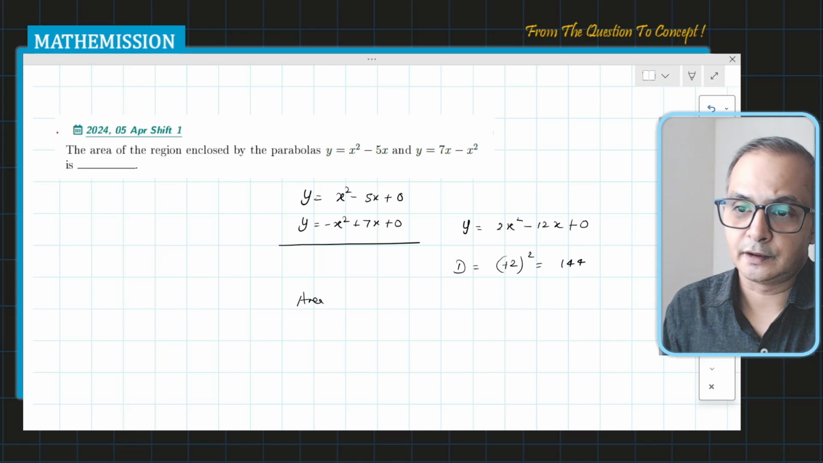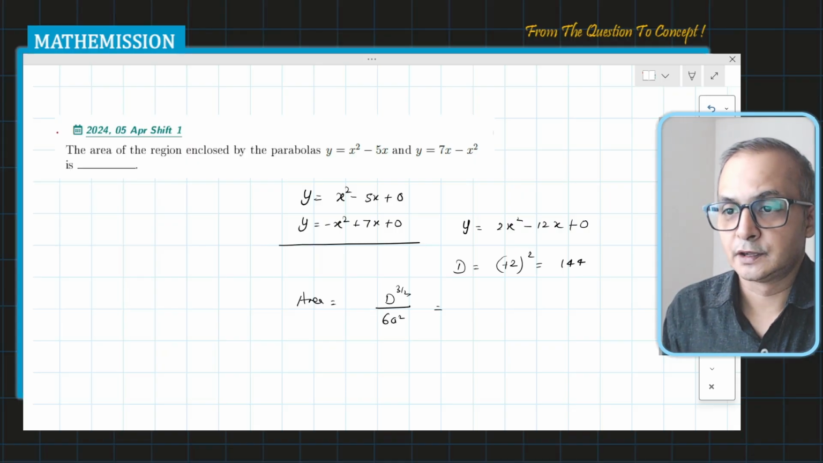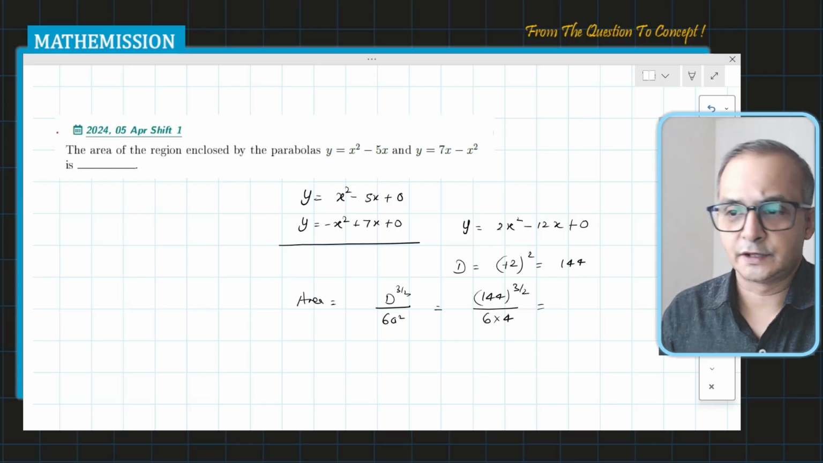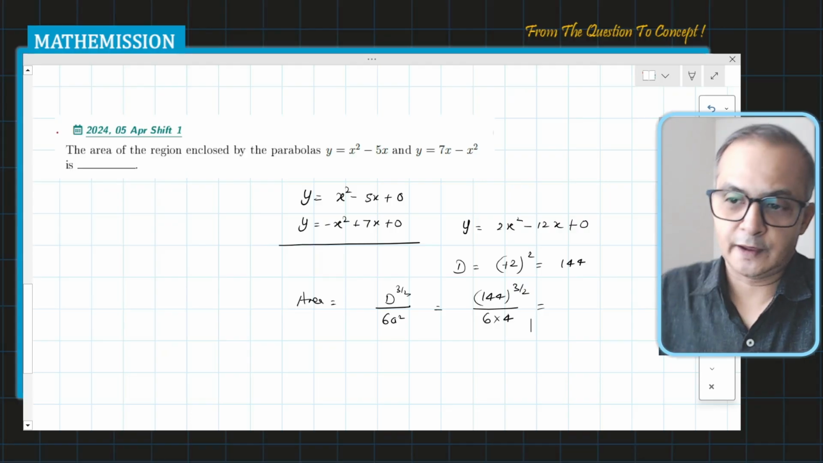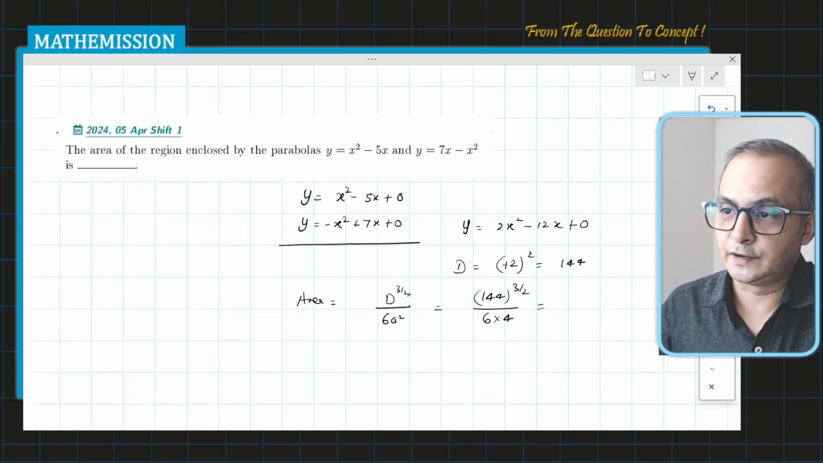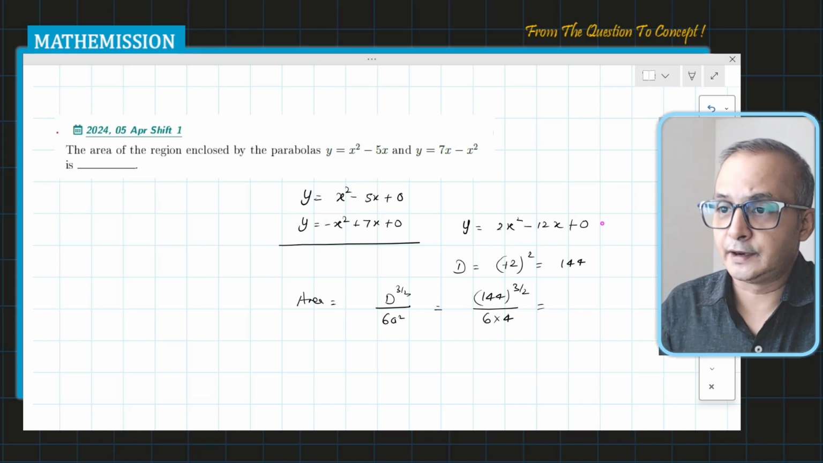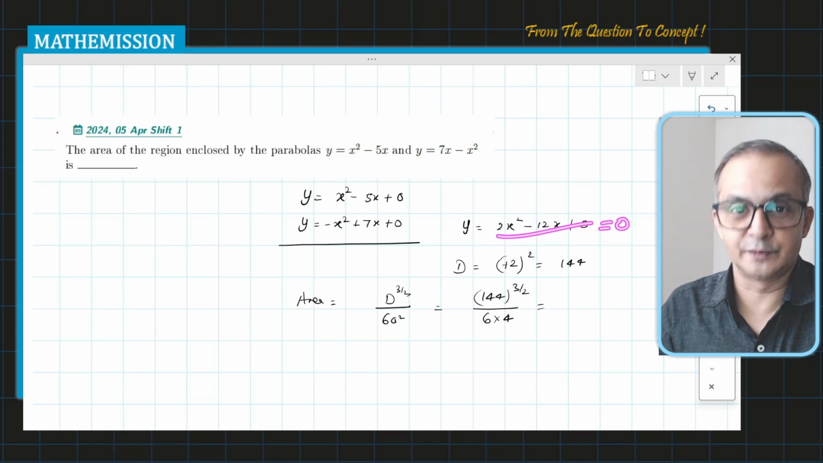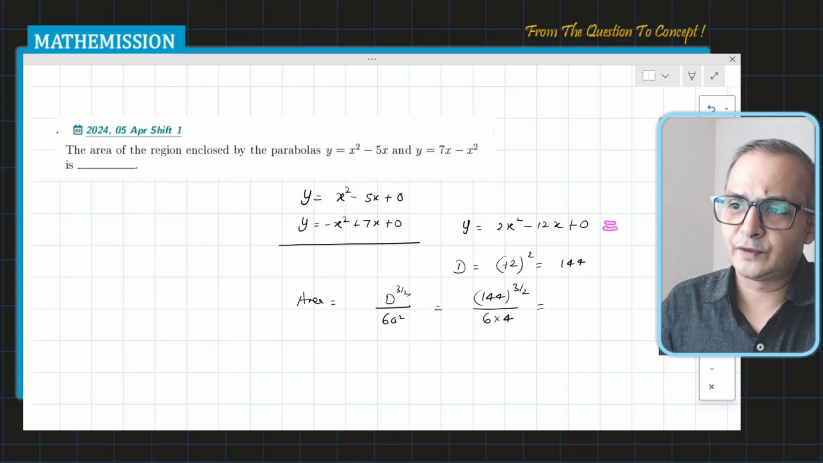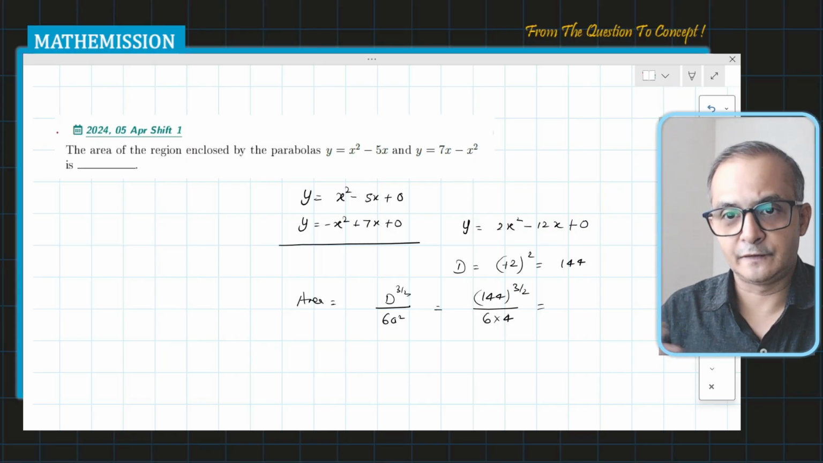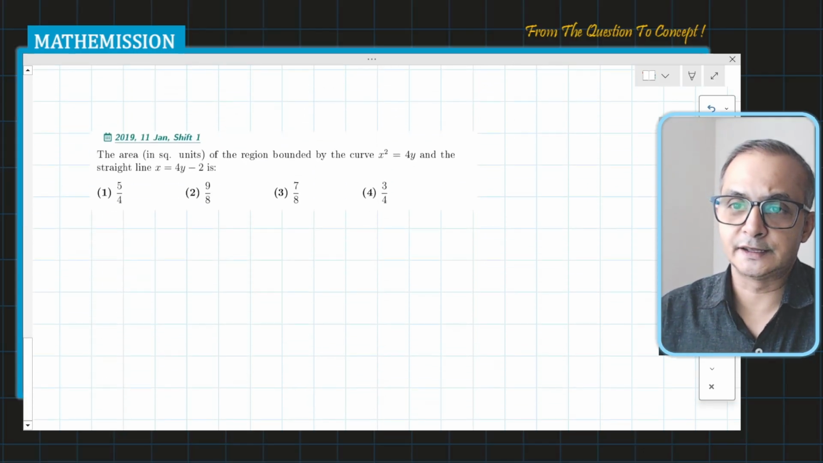So the area what we are looking for is going to be d to the power 3 by 2 divided by 6a squared. A value is 2 for the new one, so that is going to be 144 to the power 3 by 2 and 6 into 4, and after that the calculation is easy. One caution we have to keep in mind that whenever I'm finding the difference of these two, you may think that okay, let's divide by 2 and make a simple quadratic. No, the difference, because we are not equating with 0 to do anything, so of course we should not cancel. This is one caution.